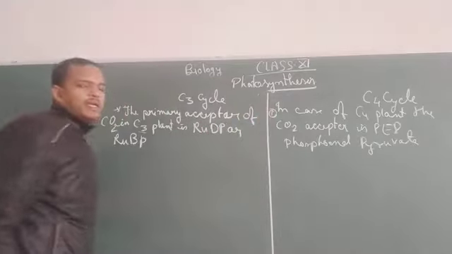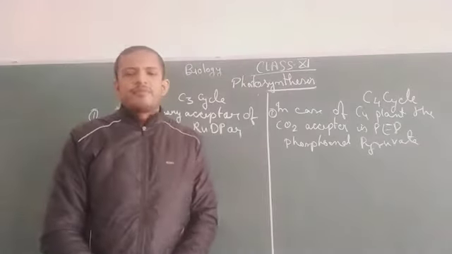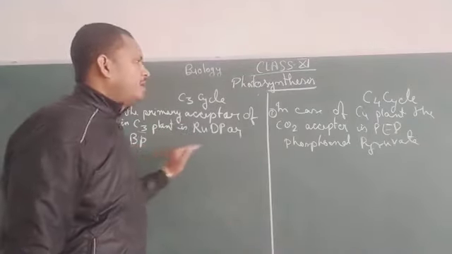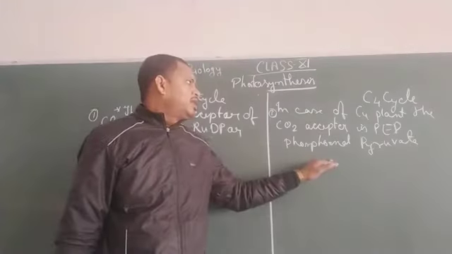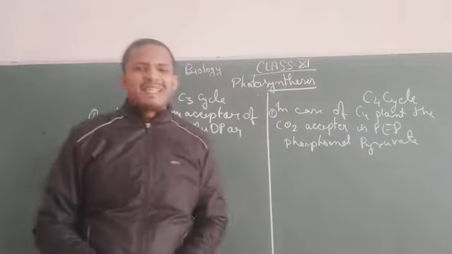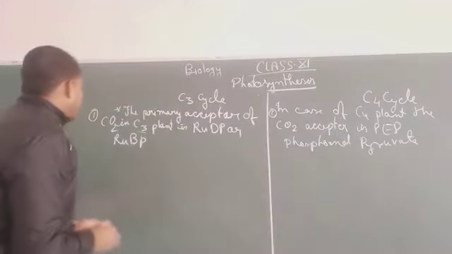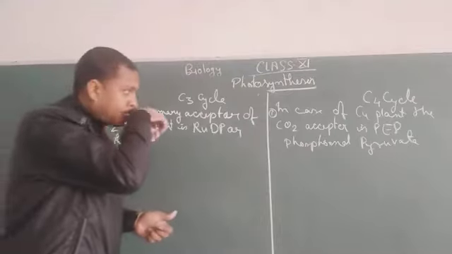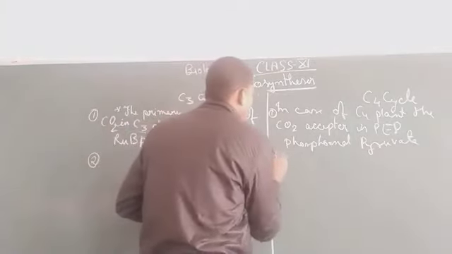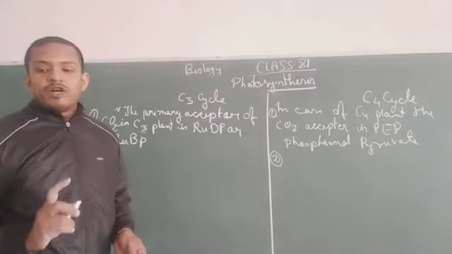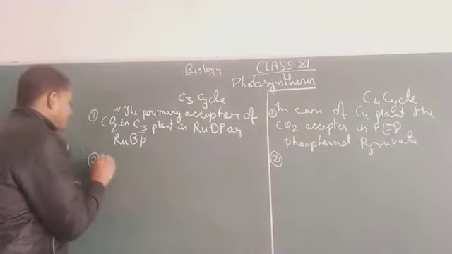The primary carbon dioxide acceptor: in the case of C3 cycle, RuBP. In the case of C4 cycle, it is PEP, phosphoenol pyruvate or pyruvic acid, you can also say. Now, the second point is, what is the first stable product? In the case of C3 cycle, the first stable product is 3-PGA.